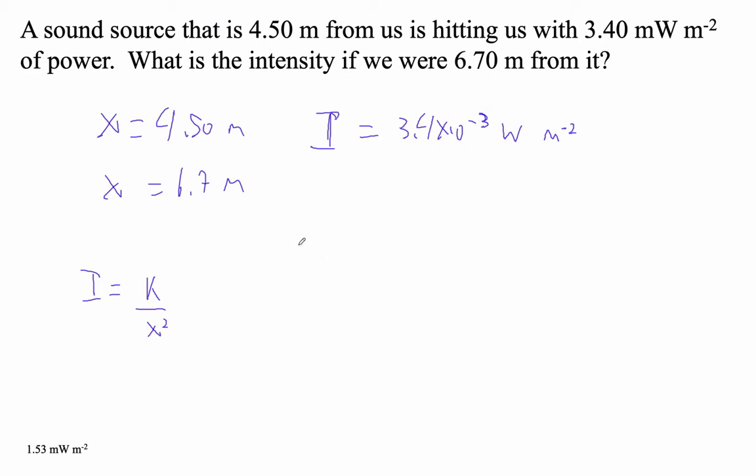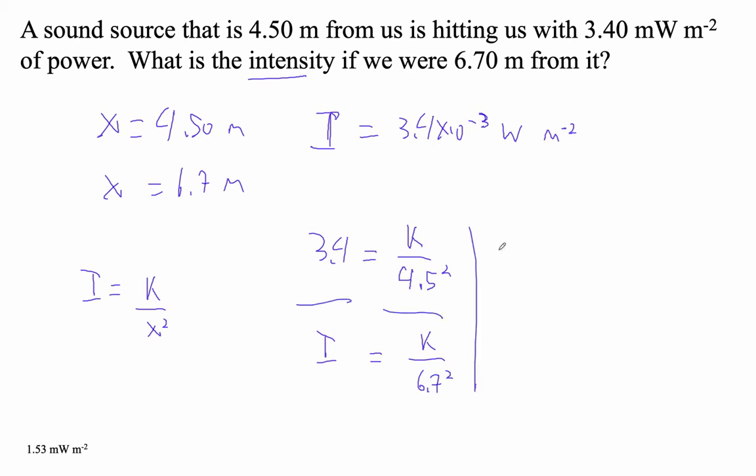So our first one, 3.4, is equal to some constant over 4.5 squared. And they're asking for the intensity, so the unknown intensity is the same constant divided by 6.7 squared. If I divide the sides by the sides, I get 3.4 over I equals, and the k's will cancel, which is why you can actually solve this, and then 6.7 squared on the top and 4.5 squared on the bottom because of the 1 over thing. So I'm going to go this times this divided by this.